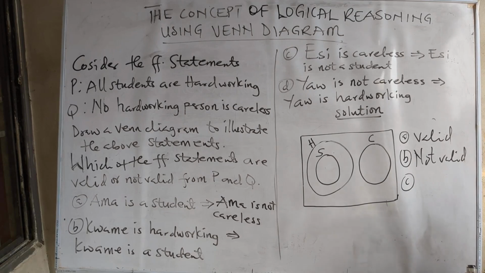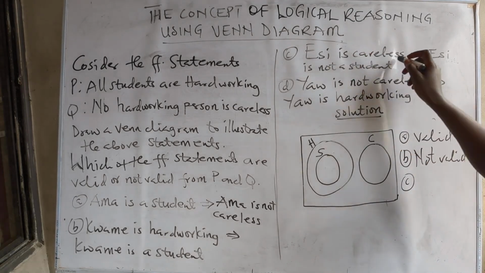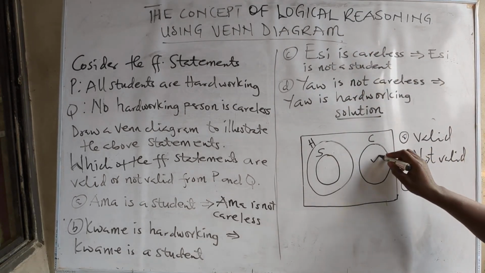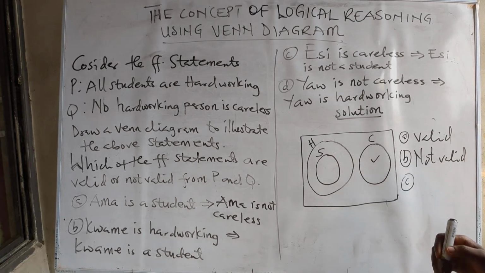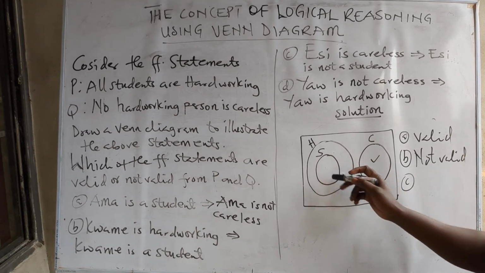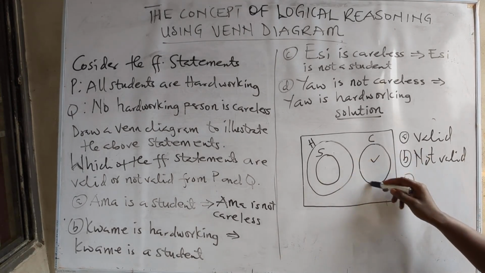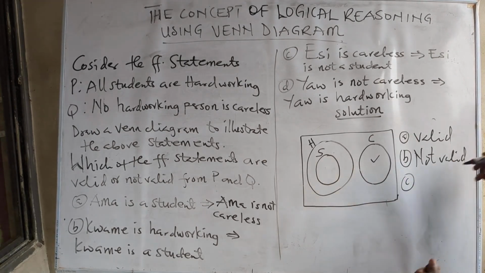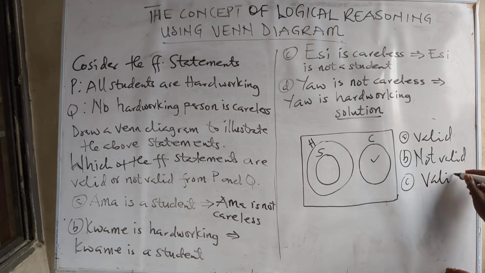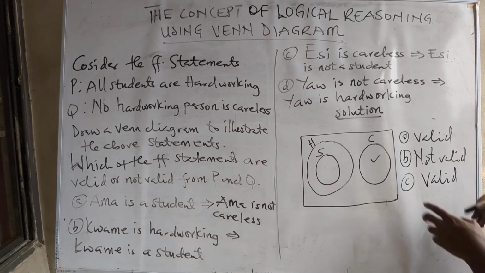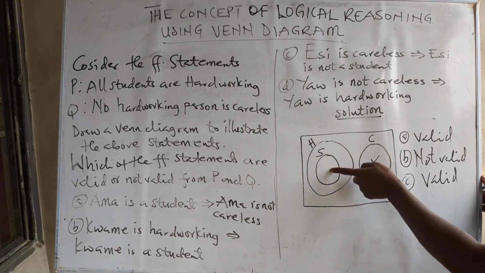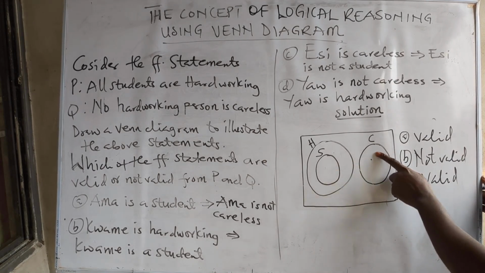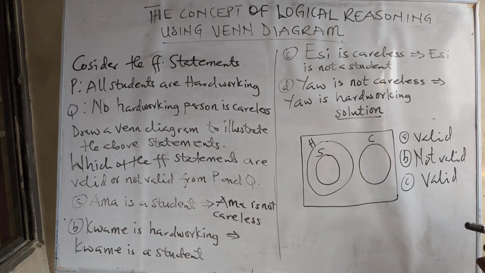Okay, C. AC is careless. Careless is here. AC is not a student. Yes. If AC is careless, then AC cannot be a student. If AC is here, AC cannot be here. So that is valid. AC is careless. Therefore, AC is not a student. Yes, it is valid. Conclusion. It's true. Let's look at the last one.